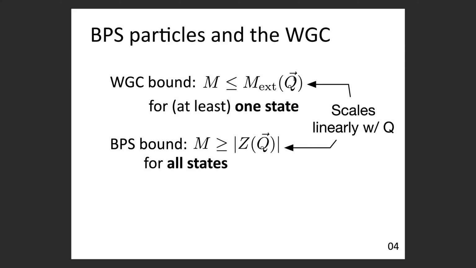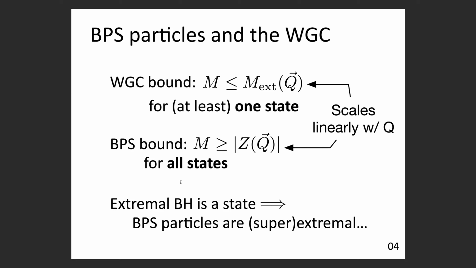Well, this is, by definition, scales linearly with Q because we really mean a large extremal black hole. We throw out all corrections in this statement. The BPS bound, on the other hand, says that the mass of all states in the theory must be bigger than or equal to the absolute value of the central charge. And this is something which is linear in Q, at least in a certain direction. If you scale up the Q's, this scales up linearly. So these are kind of going in opposite directions.